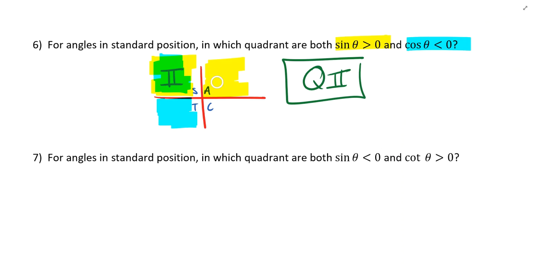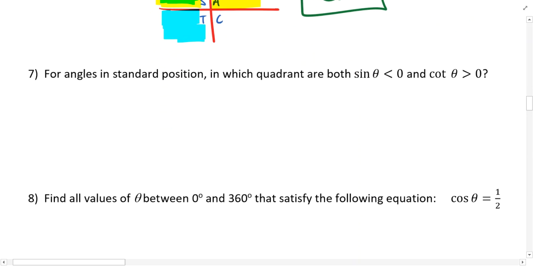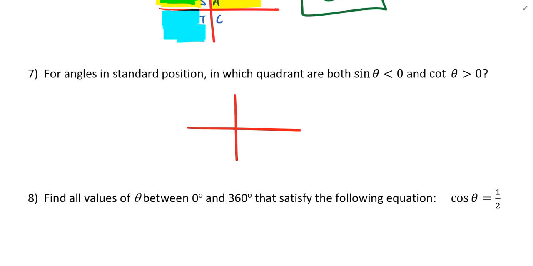In this case, sine is positive in 1 and 2. Cosine is negative in 2 and 3 because cosine is positive in 1 and 4. Try number 7 on your own, please. Pause the video now and resume playback in a moment to check your work.